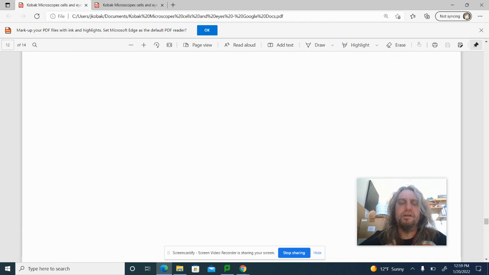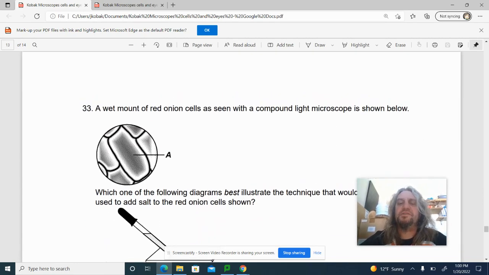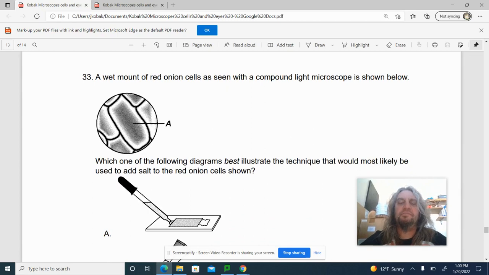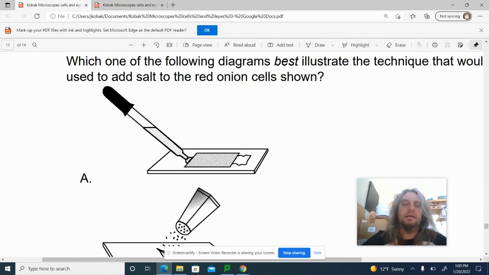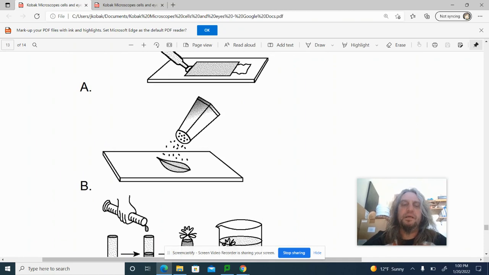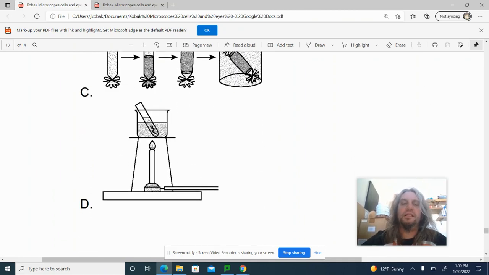Question 33. A wet mount of red onion cells, as seen with a compound light microscope, is shown below. Which one of the following diagrams best illustrates the technique that would most likely be used to add salt to the red onion cells as shown? Is it technique A, technique B, technique C, or technique D?